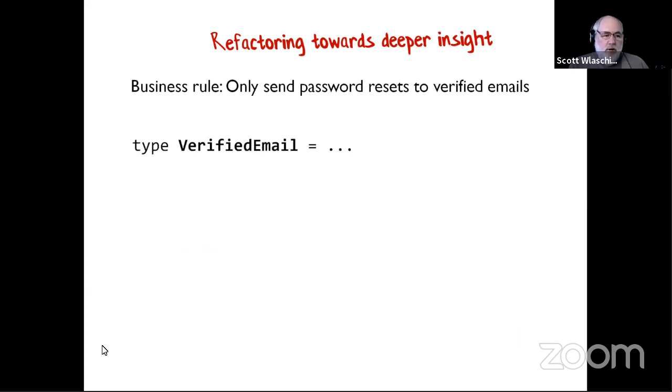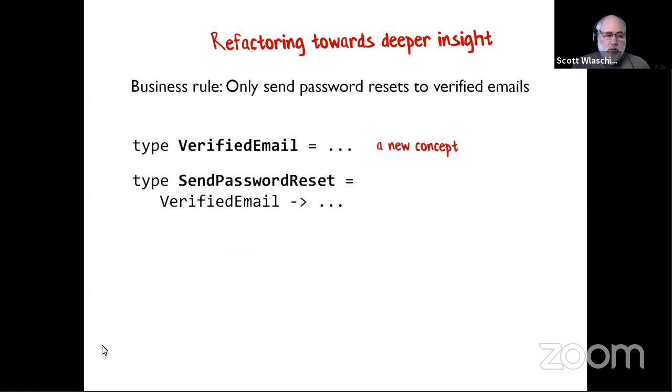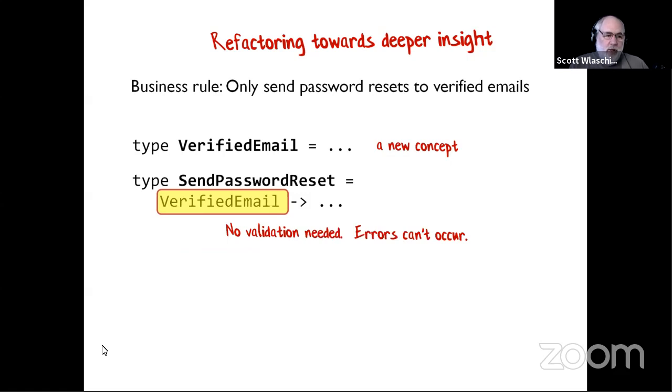Now, in our refactored version, we have this new concept called a verified email. And in our send password reset code, we're passing in a verified email as the parameter. This is already verified. You don't have to test whether it's verified. You literally cannot call this function without a verified email. So we don't have to check anything. We can't possibly make a mistake. We can't forget to validate it. We can't forget to do something. And that whole thing of this could never possibly happen, it literally can't happen, so I don't have to have a special error case for it. This is really, really powerful. And we just learned something new. This new concept, verified email, might have a lot of uses in the domain.